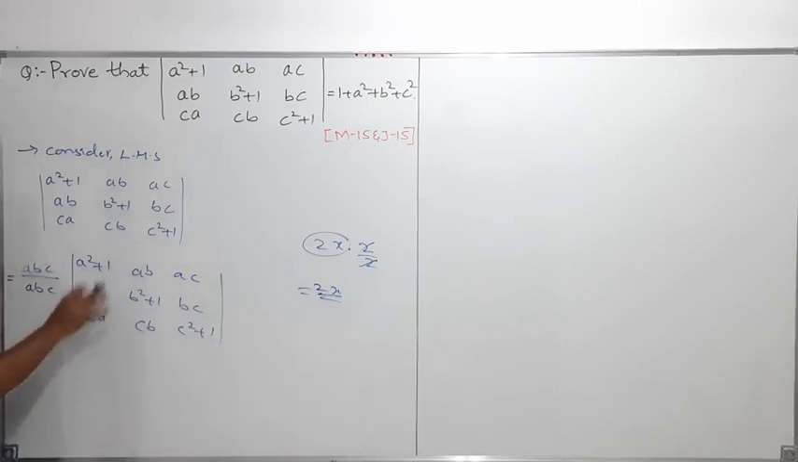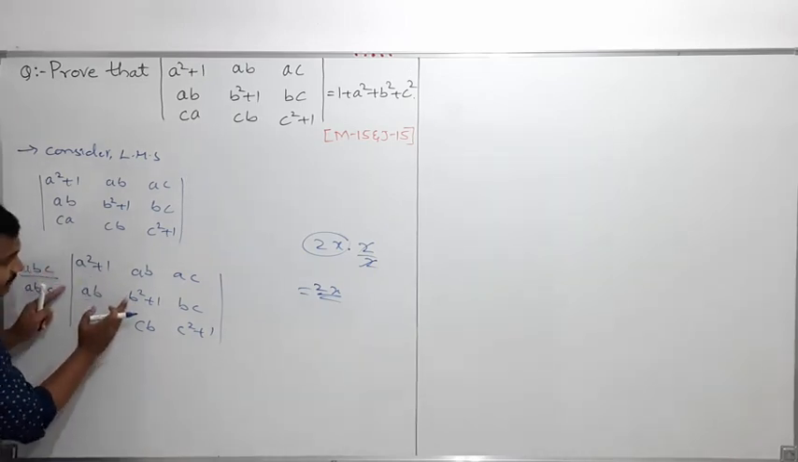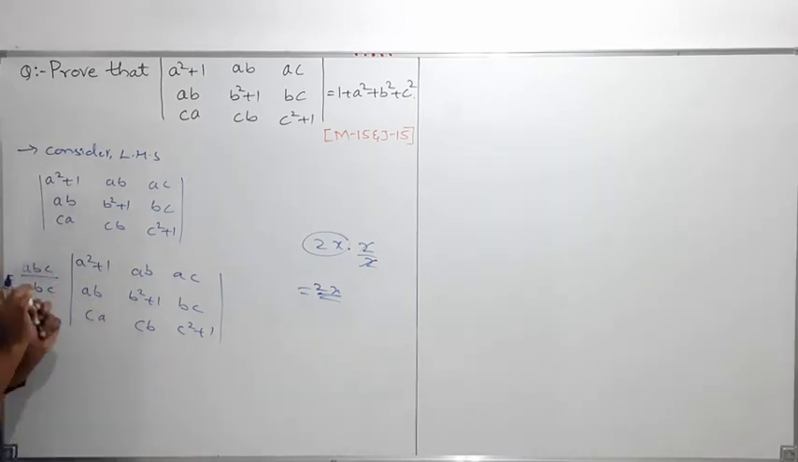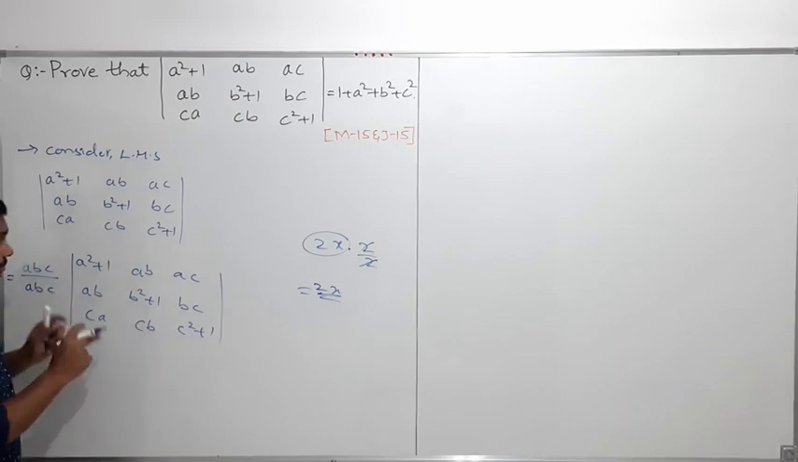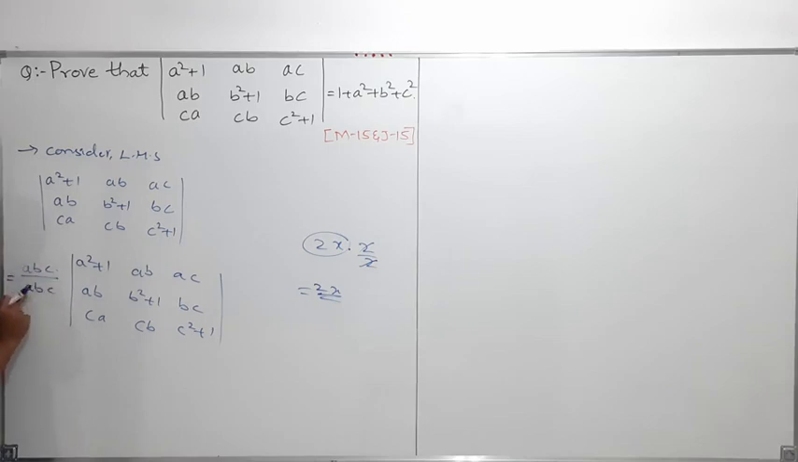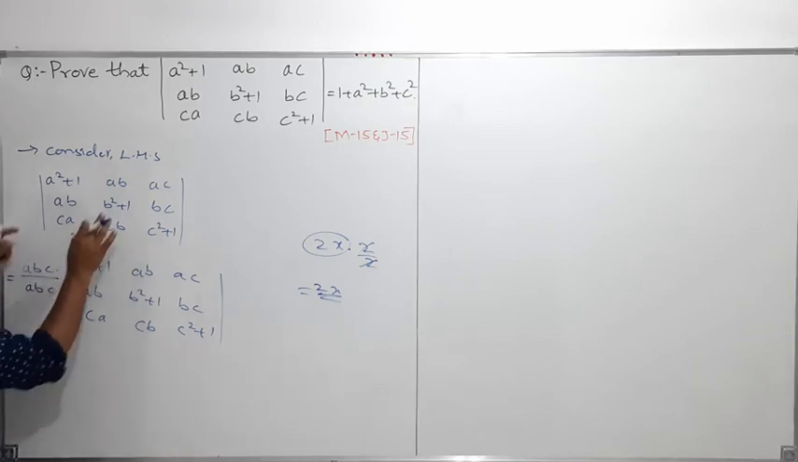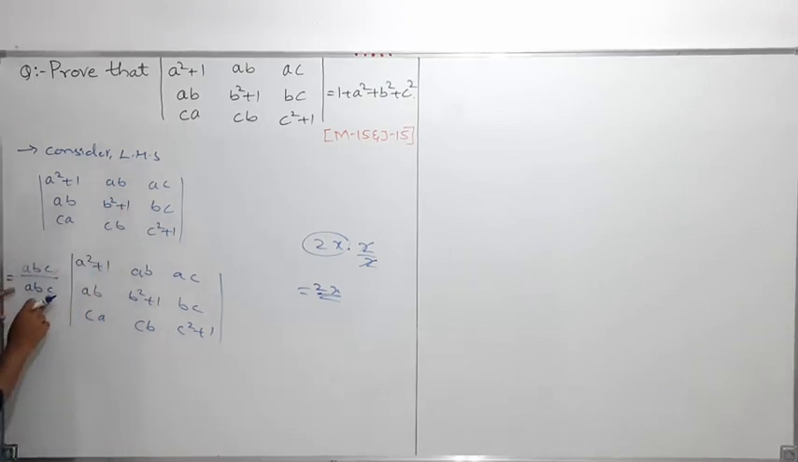My dear students, to this determinant I am multiplying ABC and dividing ABC. If I multiply and divide, the value of this determinant will remain the same. The value won't change because I am multiplying and dividing with the same number, ABC. So without affecting this determinant, I can write it like this: multiply and divide by ABC.